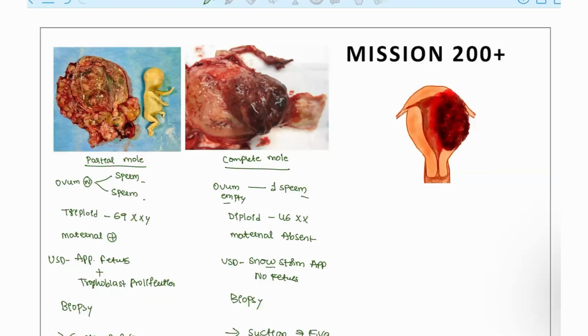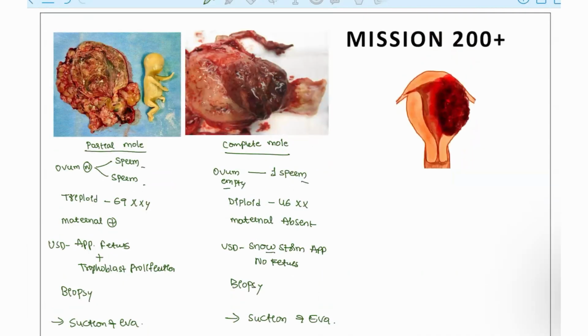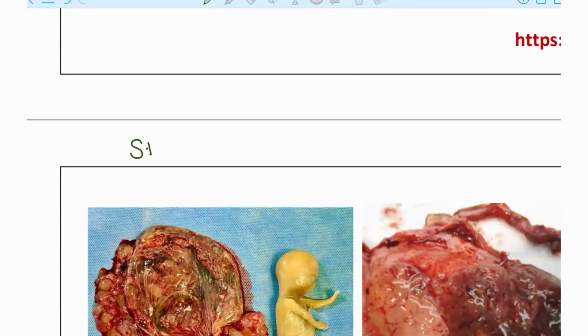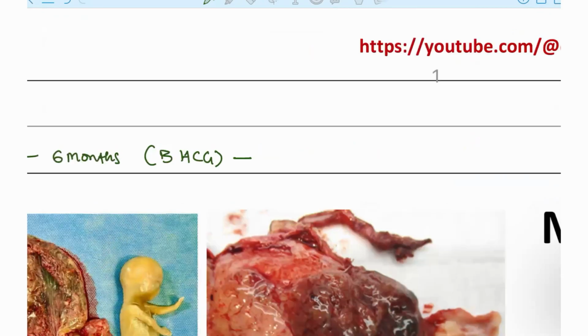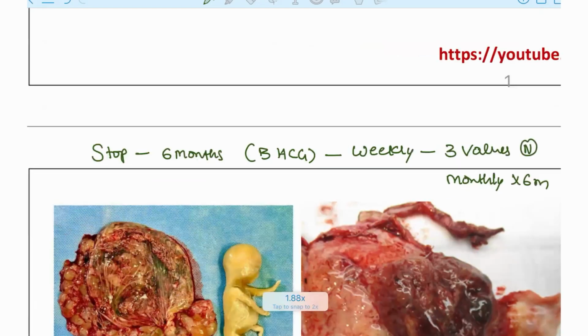The follow-up will be done in molar pregnancies. Usually we will request the patient to avoid pregnancy for at least 6 months. In these 6 months, the beta HCG value should be monitored. How? Immediately after suction and evacuation, we are going to take the sample weekly. Once you see three normal values, then after that monthly until 6 months. That's how we proceed with follow-up for molar pregnancy. And for avoiding pregnancy, we can recommend the patient to use OCP as a contraceptive.